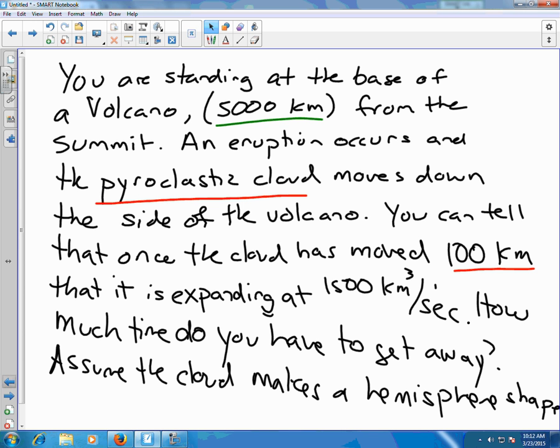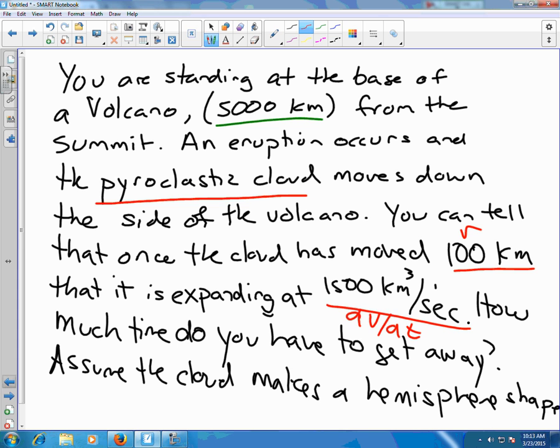And this is actually not too far off as far as the expansion rate of that volcano. But you've got to think it's going in all directions too. So we can tell that once it has moved 100 kilometers, the volume is changing by that amount. We want to figure out the change in the radius. That's what we're doing. We know we're 5,000 kilometers away, we're going to use this last. We know the change in volume, and we know the radius when that volume is changing at that rate.